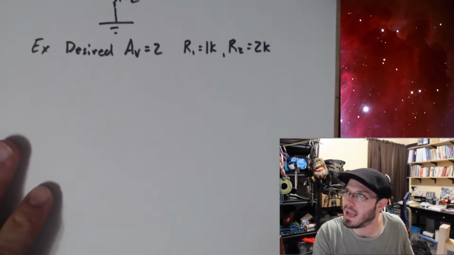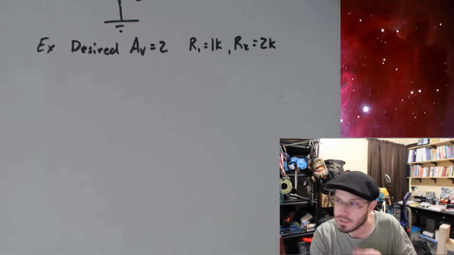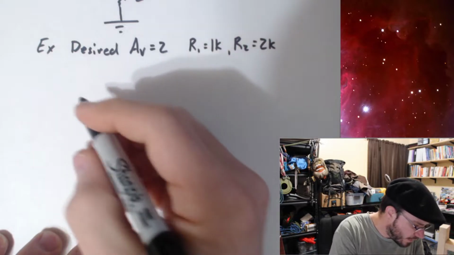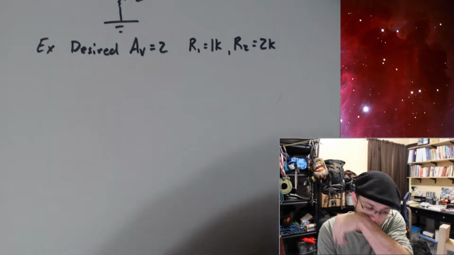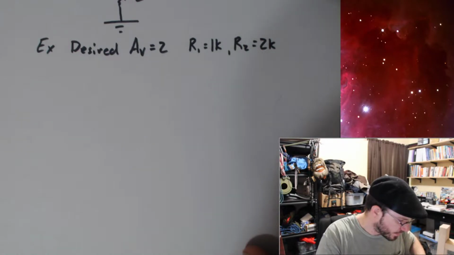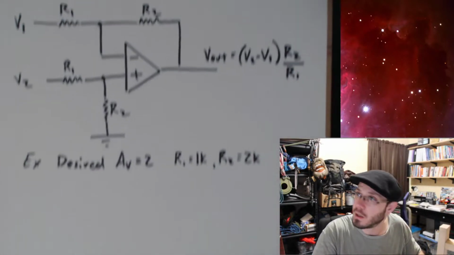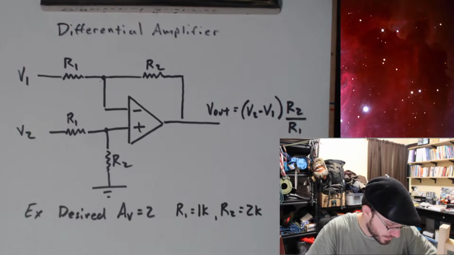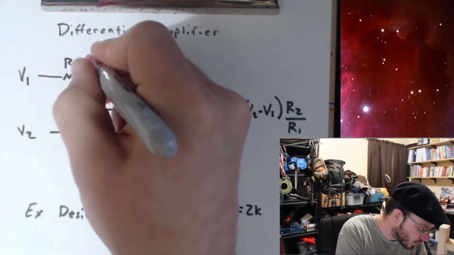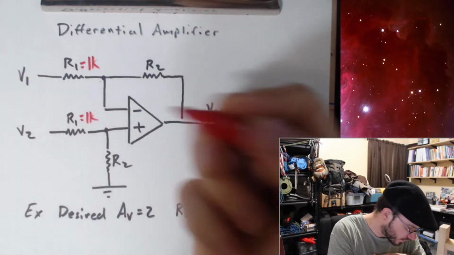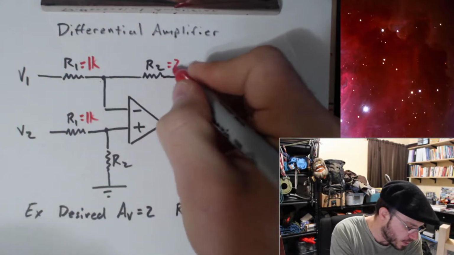Let's go ahead, draw this out, and put in some voltages, see what we get. So let's say for V1, I'm going to set that equal to, actually, let's plug these values into the top so I don't have to redraw this. So R1 is going to be equal to 1K. And R2 is going to be equal to 2K.